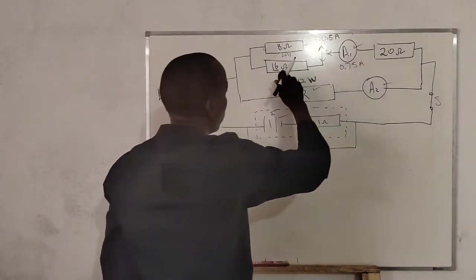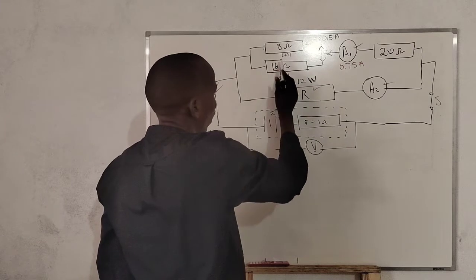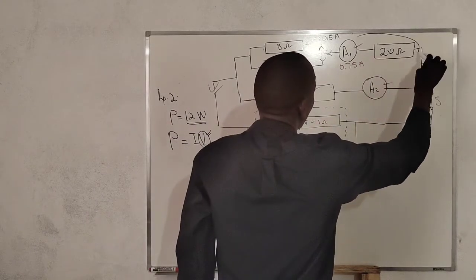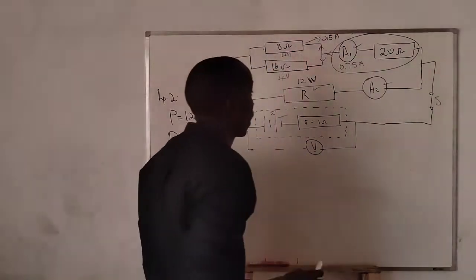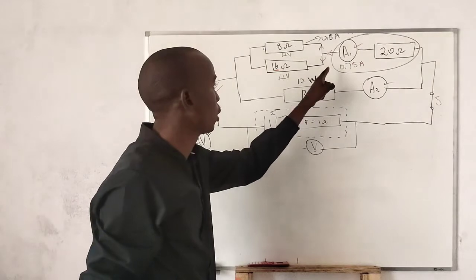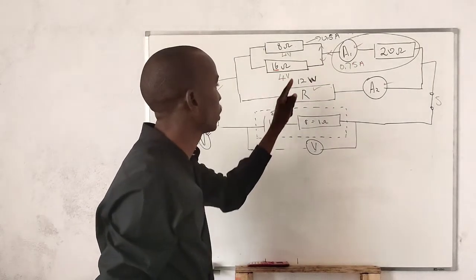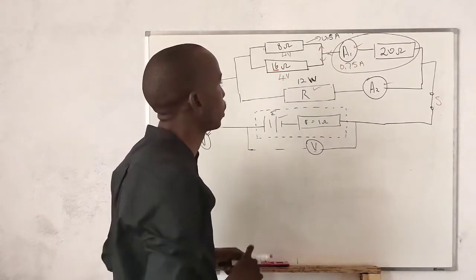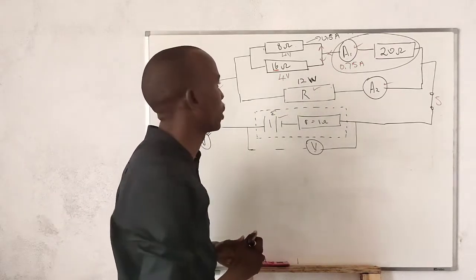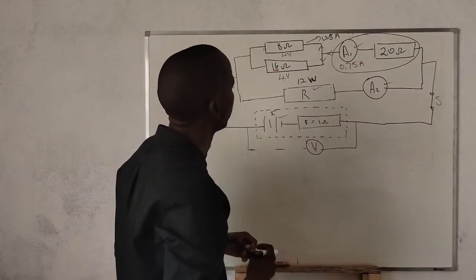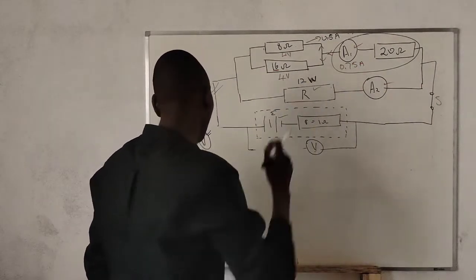And I know that the voltage here is 4 volts. Now I want to find the voltage of this 20 ohm resistor. After finding that voltage, I will add the two voltages together. And then after adding the two voltages together, I will know what the voltage is given by.